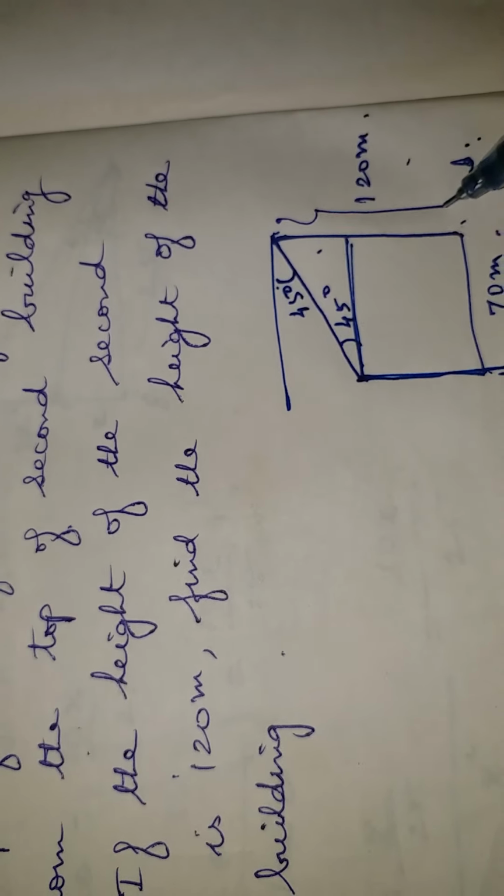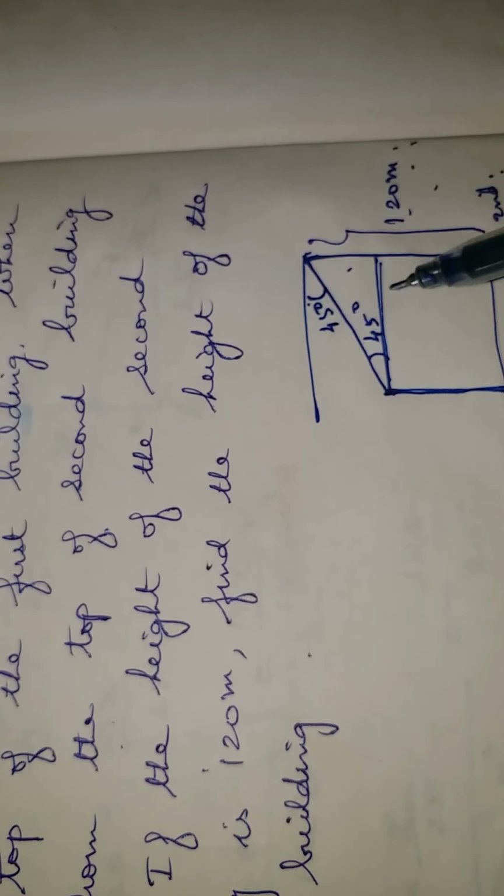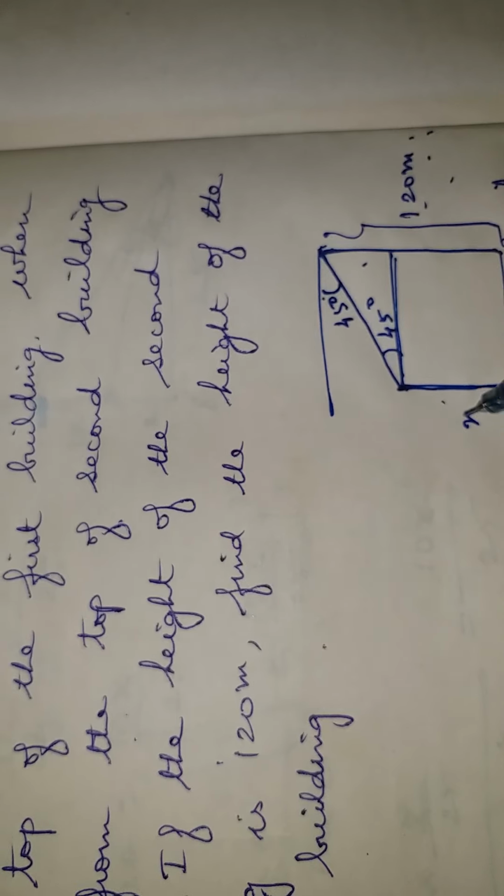First you have to draw the line of sight. The angle of depression of the top of the first building when seen from the top of the second building is given as 45 degree. You have to draw this line also, you can't simply leave the angle hanging, so you have to draw one straight line. Now this is 45 degree, so this is also 45 degree. The height of the second building is given as 120 meter. This whole is the height of the second building. They have asked you to find the height of the first building, so this height you have to find out.